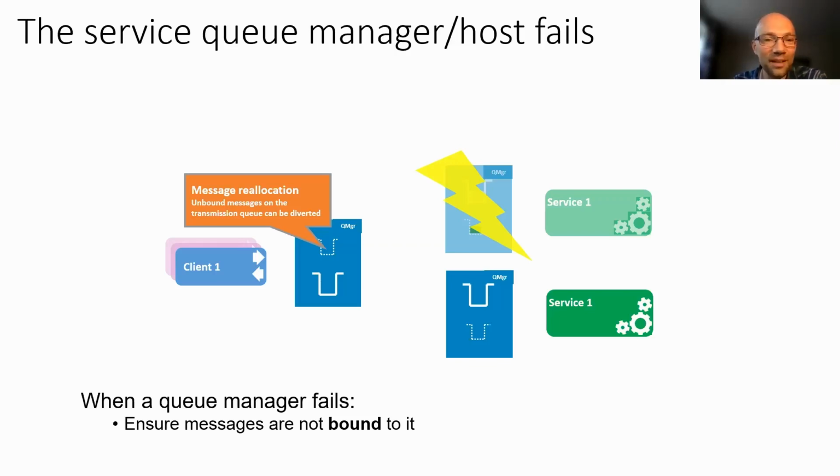Or does it mean that we can be a bit more dynamic and we can reallocate messages dynamically or workload balance them to different queue managers based on which one is most appropriate at the time. So if your applications want to take advantage of this ability for messages to be reallocated to different queue managers in the cluster, then they shouldn't bind the messages to a specific queue manager in the cluster.